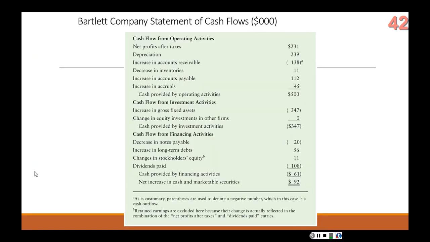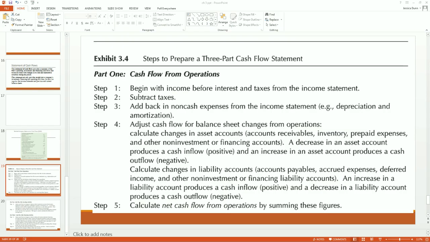And here is a visual of a cash flow statement. Each of these actions are broken down according to their activities. I have included Exhibit 3.4 from your text that gives you the step-by-step guidelines on how to prepare a three-part cash flow statement for your viewing pleasure.